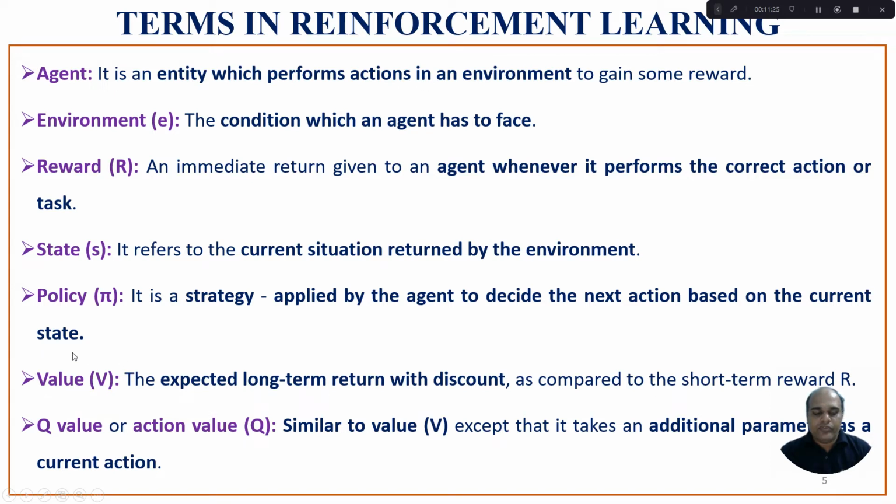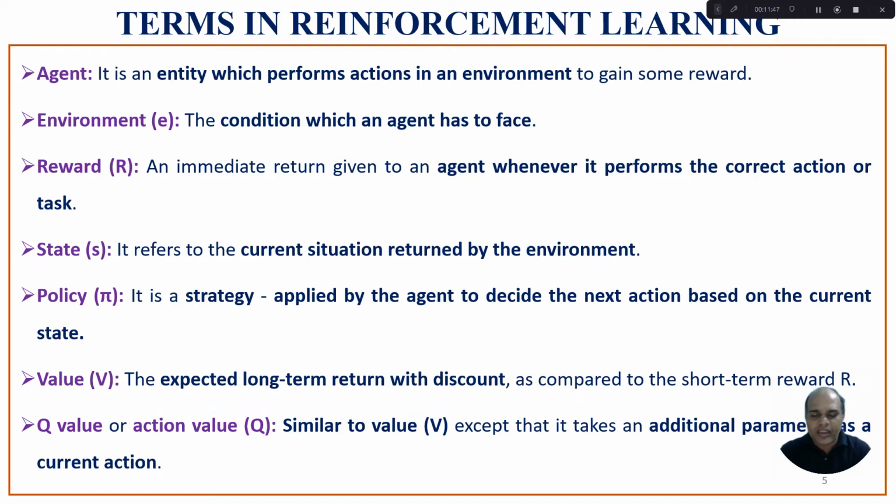Value is something similar to reward. Reward is for each action; for each action we will get a reward. Whereas a value is something like a long-term return with some discount. If I perform a certain sequence of operations, will it make the robot reach the destination or not?